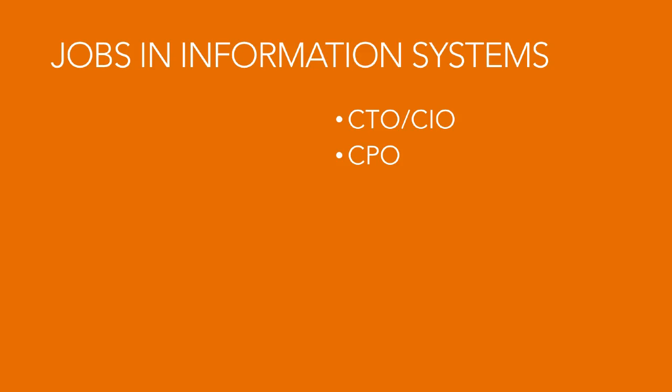Same thing with the CTO or CIO. They've got to make sure that they're respecting privacy laws, but they have to keep their information private as well. So after that, we've got information system managers, and these are people who work for the CTO or the CIO to make sure that everything is up to snuff.